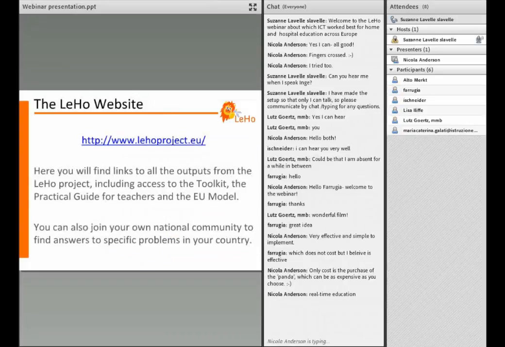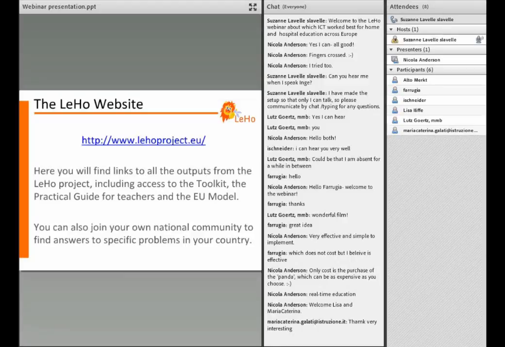So I just wanted to give you the link to the LEHO website here. This is where you'll actually find the outputs from all of the work that's gone on during the LEHO project. And this not only includes the toolkit, but also the practical guide for teachers and the EU model. So the toolkit is just about complete, but can be added to by anybody that has something useful that they feel would be of benefit to children who were not able to attend mainstream school. The practical guide is a document that is going to be an amazing resource and translated into other languages, which will be of use to teachers who are involved in the education of children who are not well.